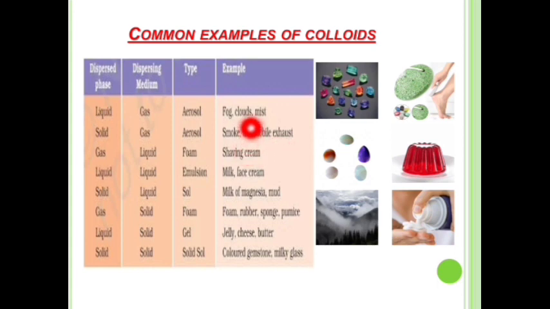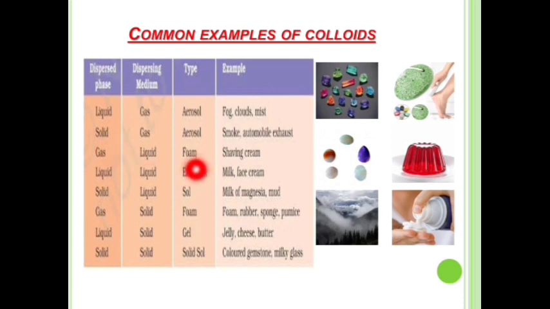You can be asked what is the difference between fog and smoke. Both are aerosols, but then what is the difference between them? The difference lies in their dispersed phase. Both are types of colloids. In both, the dispersion medium is similar, that is gas, but the dispersed phase in fog is liquid, that is water, and in smoke, the dispersed phase is solid, that is smoke particles.